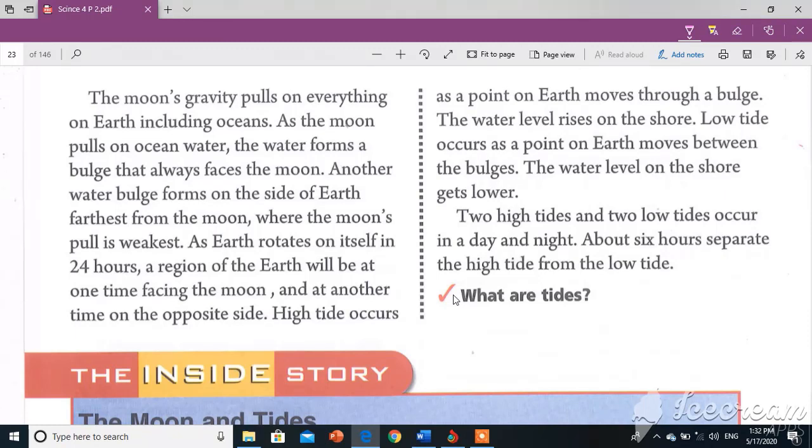High tides occur as a point on earth moves through a block. The water level rises on the shore. Low tide occurs as a point on earth moves between the blocks. The water level on the shore gets lower. Now we have a video. Please look at it and listen to this video carefully about tides and what causes tides.